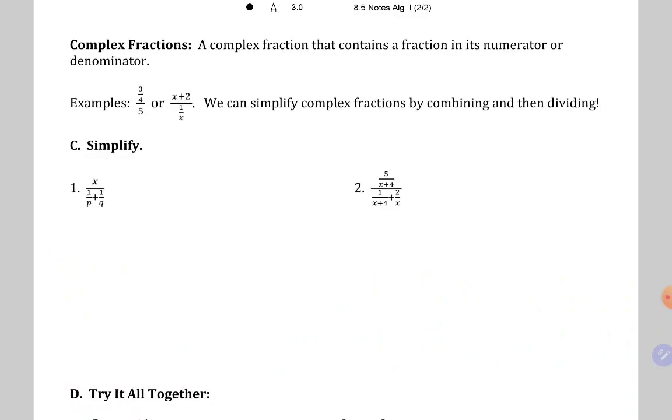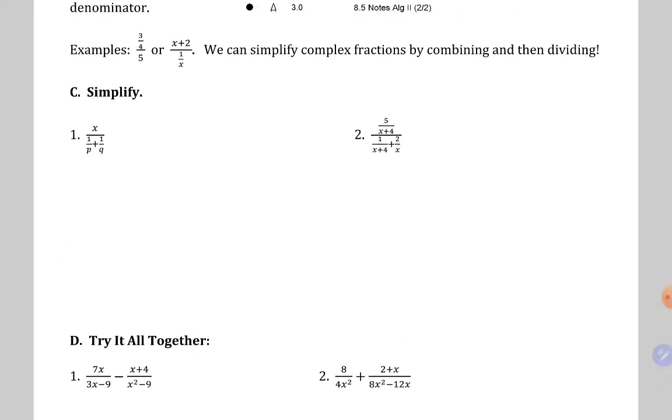Complex fractions. It's just a fraction over a fraction. So we have x over 1 divided by that mess. So the first thing we gotta do is we gotta change the denominator into one fraction. So I'm just looking at 1 over p plus 1 over q. Okay, lowest common multiple is pq. So I will get q plus p over pq.